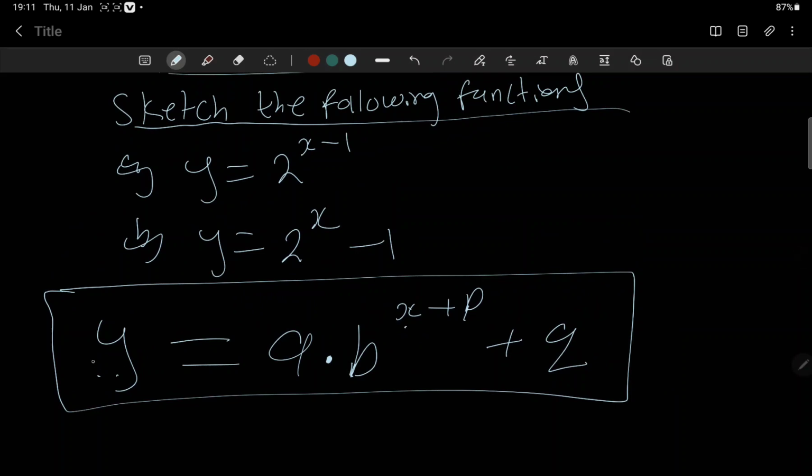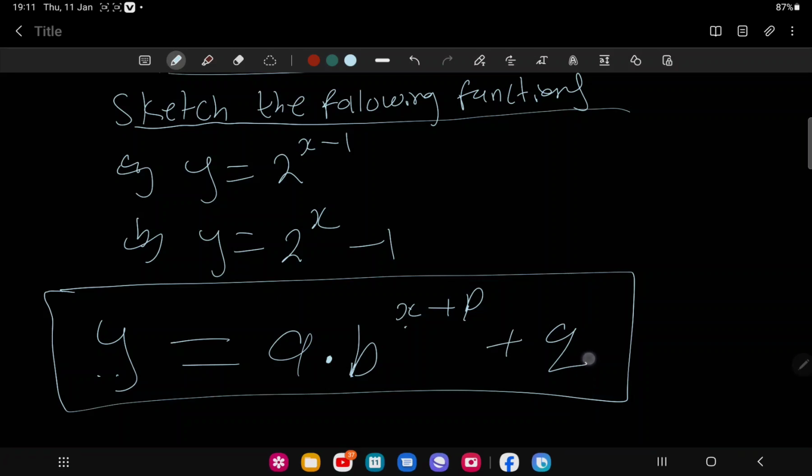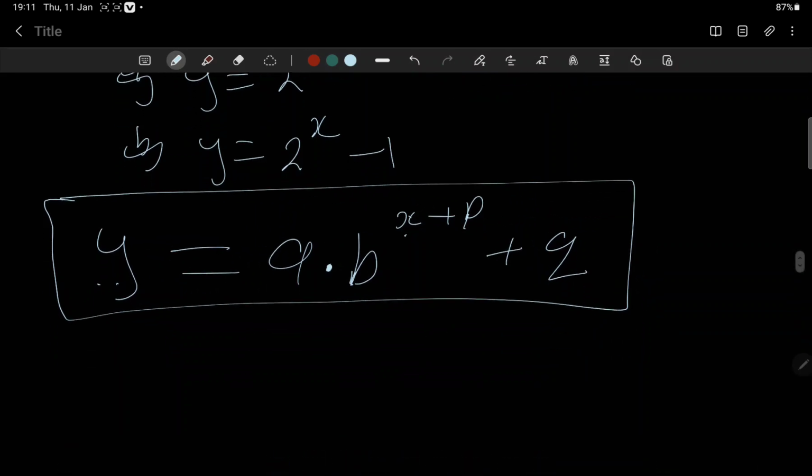We can tell from the formula y equals a times b to the x plus p, plus q, that this is an exponential function, given that it is given in this format. From this format, for us to sketch the graph, we only need to know two things. One, the intercept. Two, the asymptotes. And the asymptote for the exponential function is y equals q.